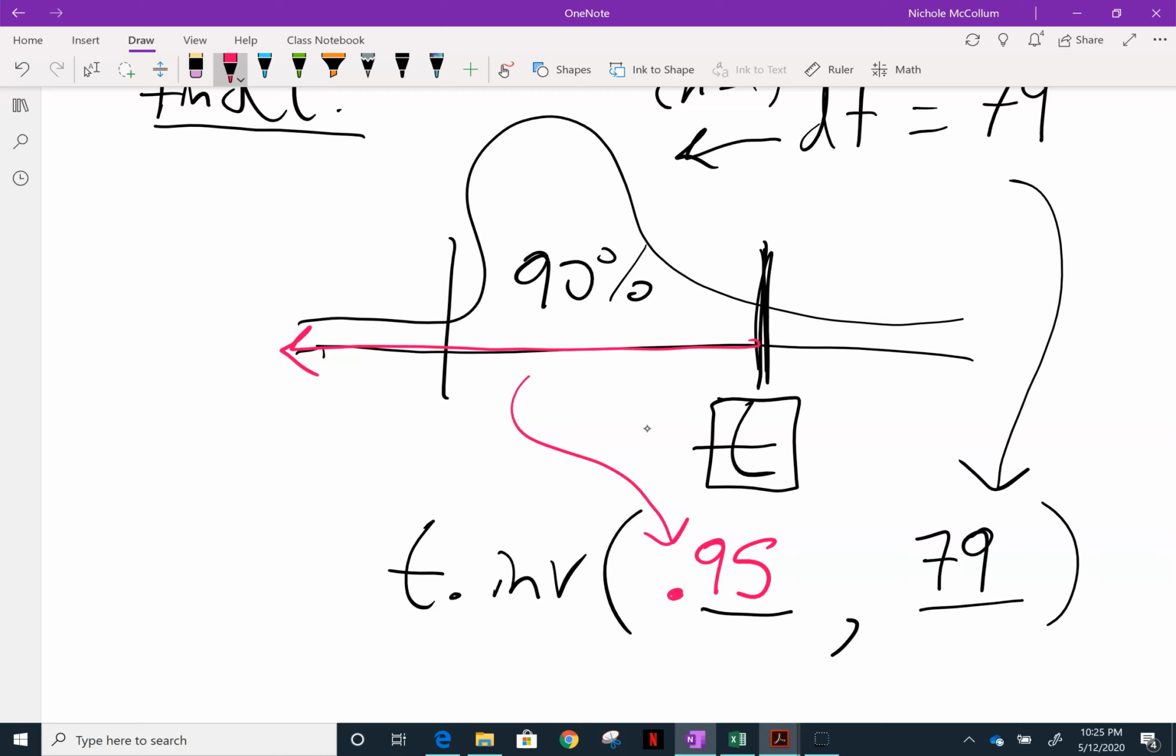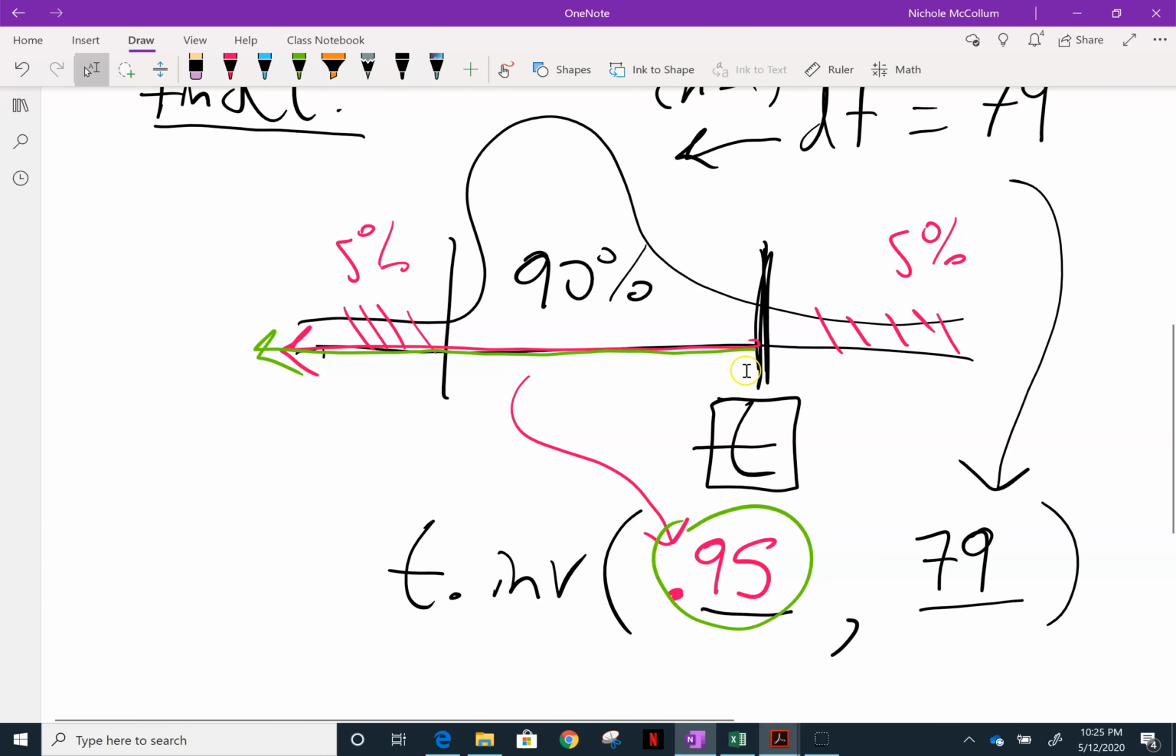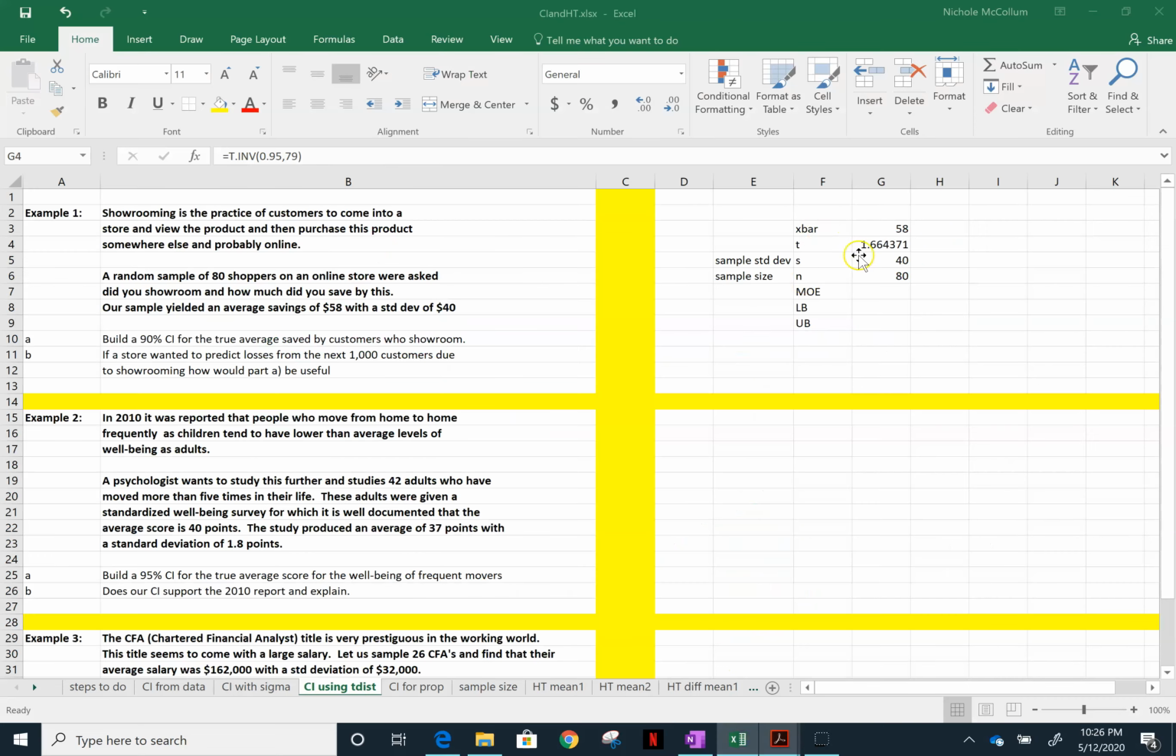How do I know? Well, if 90% is between, that means we have 5% on both sides. So the area below that black bar that I'm looking for, that green line, is 5%. And that's why I'm putting in 95%. That green line is 95% of the picture. And that's why I'm putting 95% in T inverse. And I did that earlier. So T.INV, let me be very clear, of 0.95, comma 79.